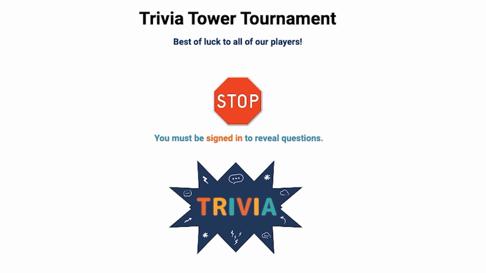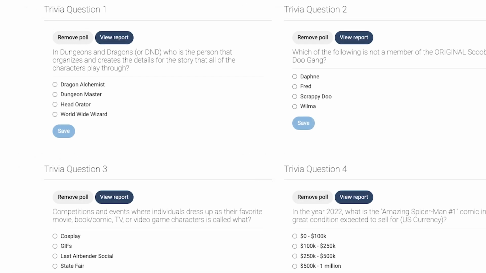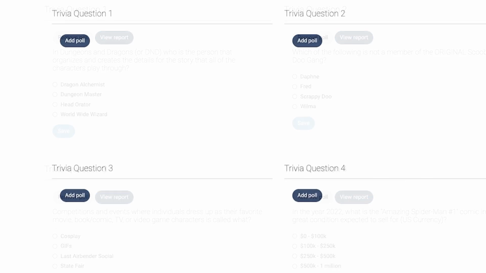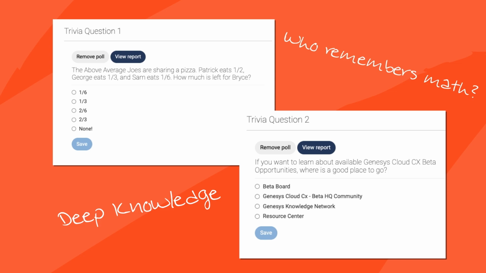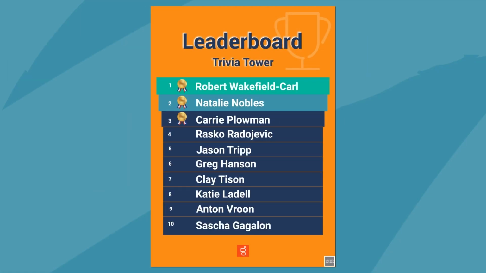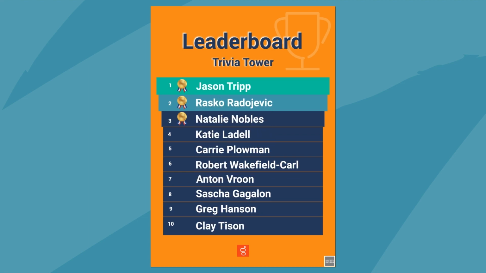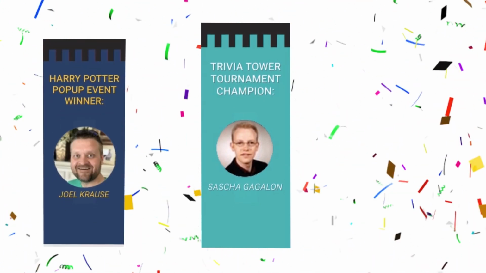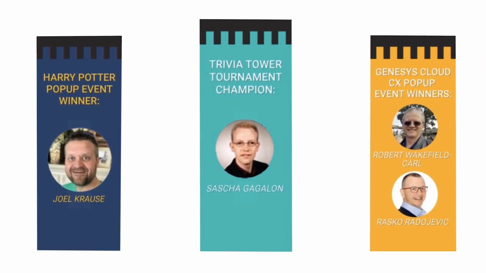So how did the tournament work? Every Thursday, the Trivia Tower revealed a new series of questions for our fierce competitors. They had 24 hours to get their best answers in and rack up some points. After that, the questions vanished. The trivia topics ran the gamut, from casual topics like 6th grade math to Genesys industry terms. Our players ping-ponged all over the place in the rankings, but who clawed their way to the top of the leaderboard? Sasha Gagalon was the overall Trivia Tower winner. Joel Kraus, Robert Wakefield Carl, and Rasko Radijevec took first place in the special pop-up events.